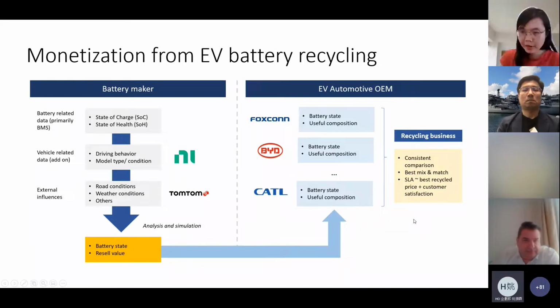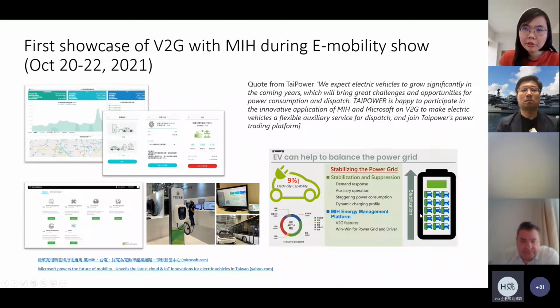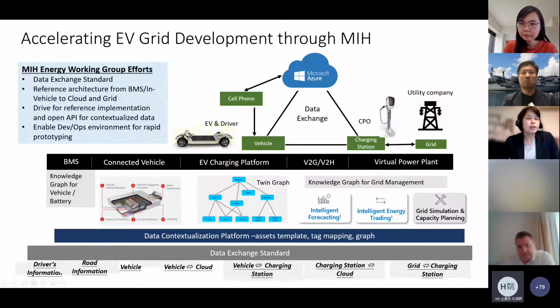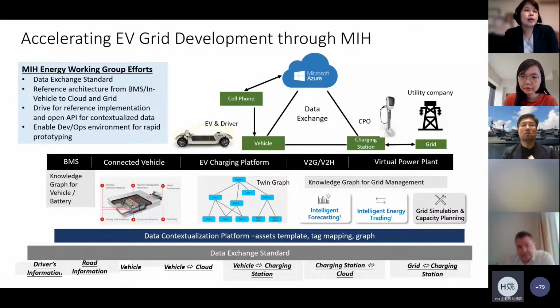But I'd like to turn back to Kathy, because I think for her closing, she would probably go into some of the example works that we may actually look into as a working group. So Kathy, over to you. Yeah, sure. This is my last page.